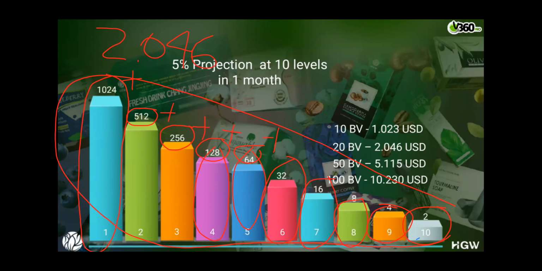If you use the multiplication, the double. In the next level, the double. In the next level, the double. Okay? So, look at, if you have 2046 members in your network within 10 levels, your profit will be $1,023.